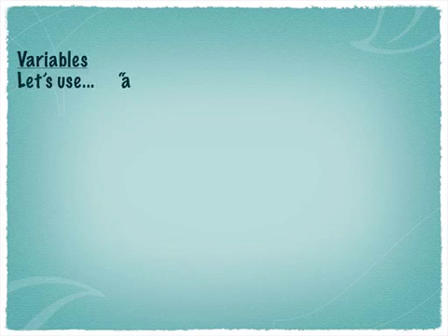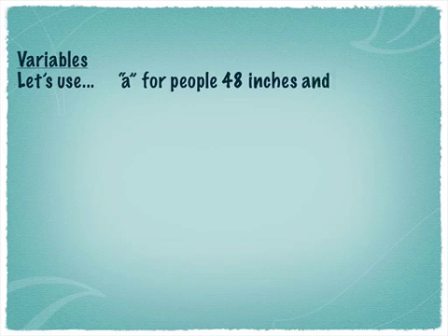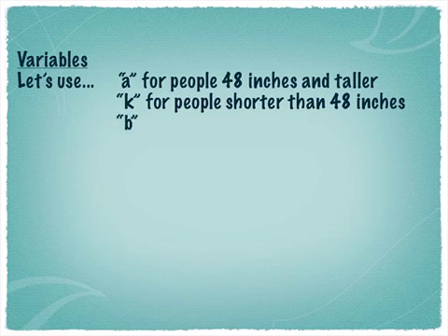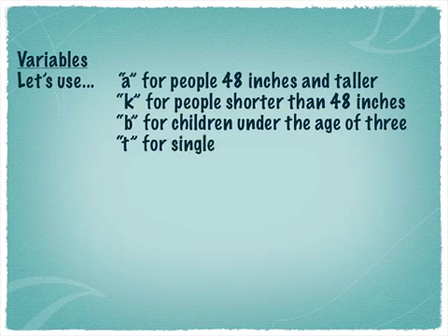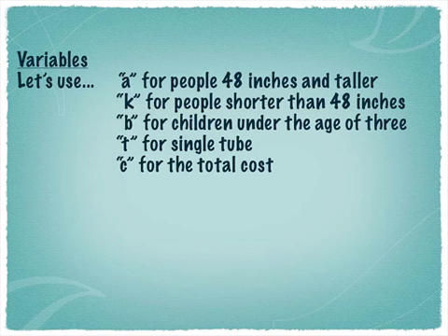Let's set up an equation to help us solve this problem. Let's agree on some letters to use for our variables. Let's use A for people 48 inches and taller, K for people shorter than 48 inches, B for children under the age of 3, T for a single tube, and C for the total cost. Now that we have agreed upon variables, let's set up our equation.